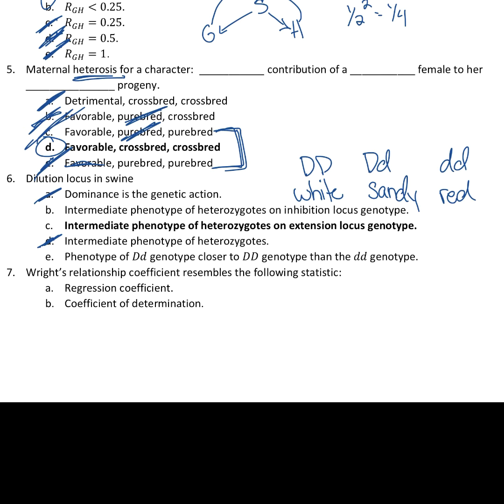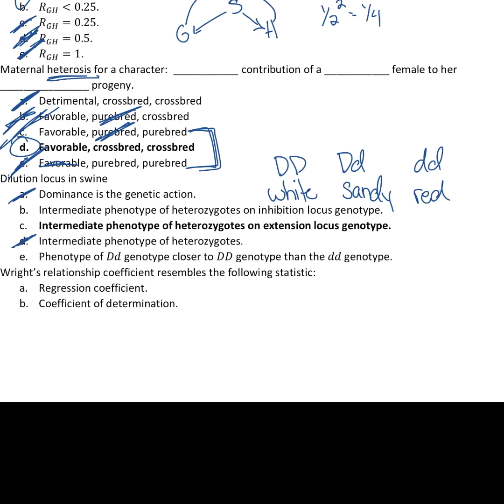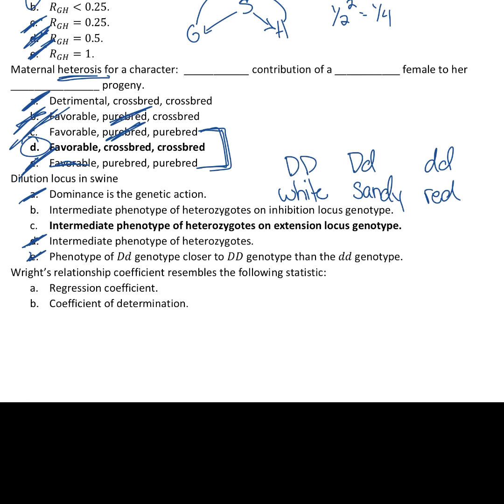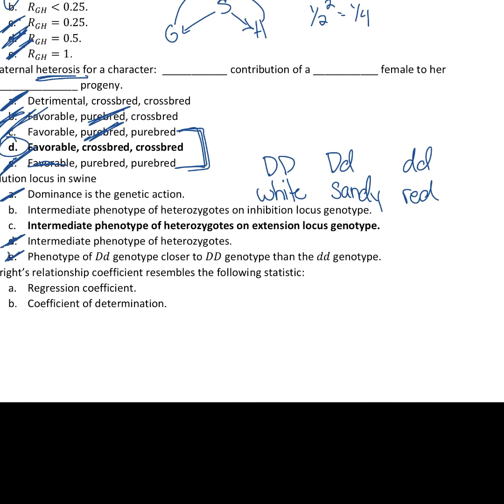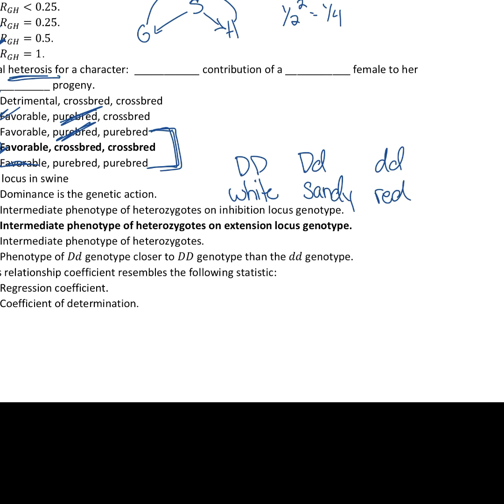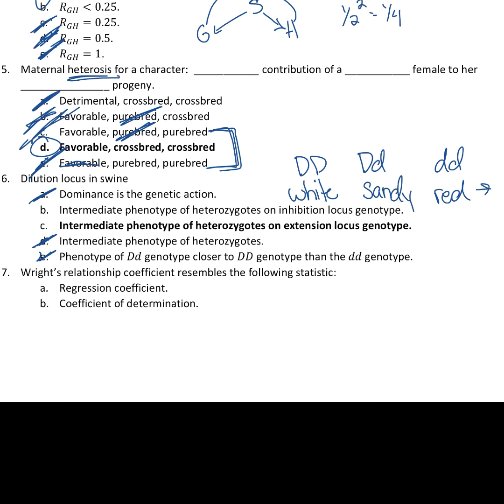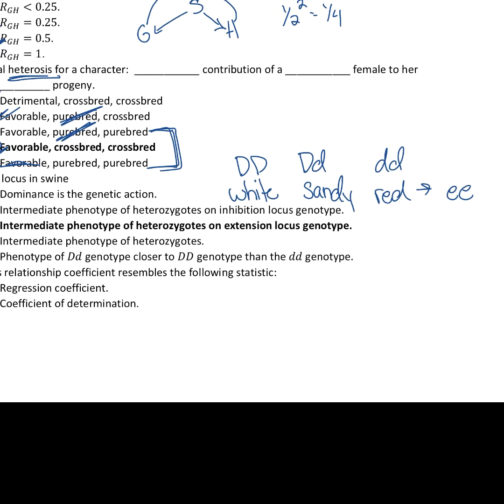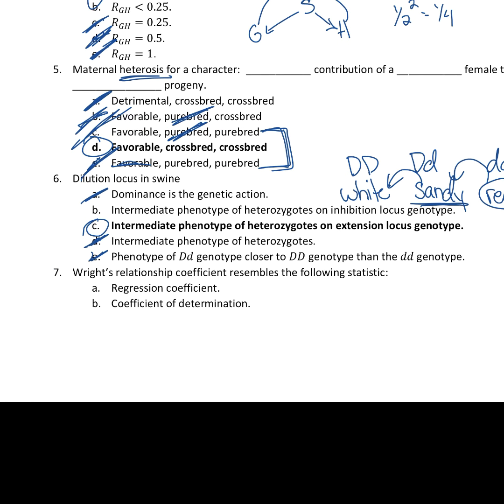Phenotype of big D is closer to big D than the little d. That is not correct. It's intermediate, so it's not closer to one or the other. And if we think back, in order for us to see any of these colors at the extension locus, we must see little e. So it is the intermediate phenotype of heterozygotes on the extension locus. And we're talking about the dilution locus. So we are technically diluting the red color. So we're diluting it to sandy and then to white. And in order to see this intermediate sandy, we must have little e. So the correct answer for 6 is C.